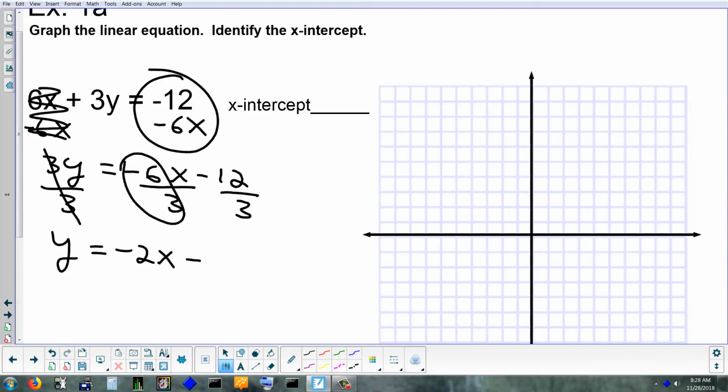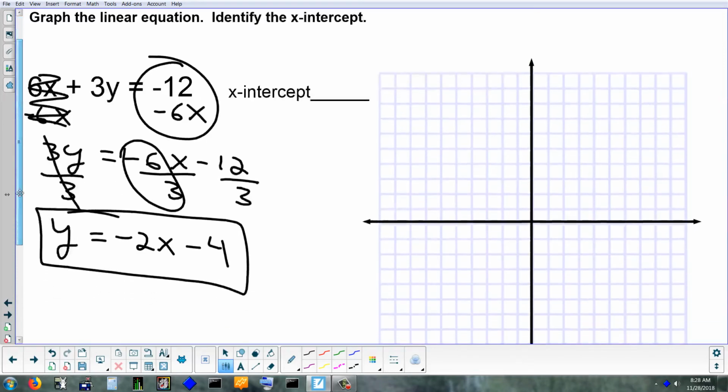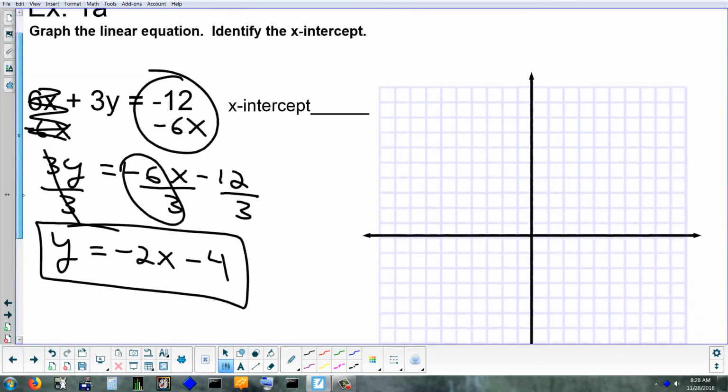Minus, and then 12 divided by 3. How about Joe? Negative 4. Negative 4. Perfect. Okay, so that one was tough because it had everything on the wrong side. So we had to do all that work just to get it in the right order.